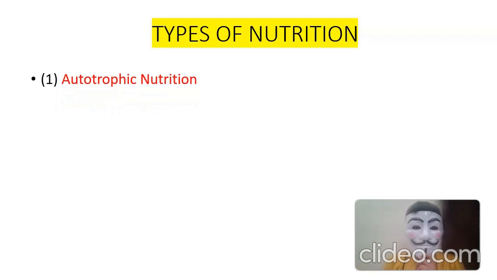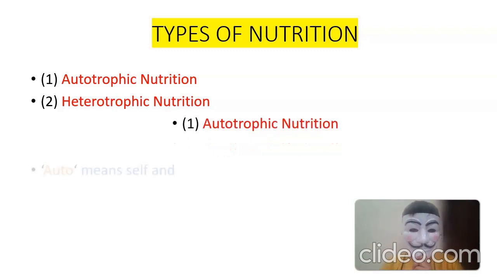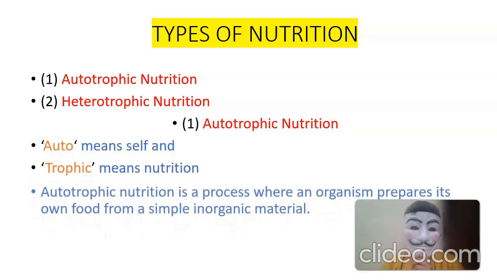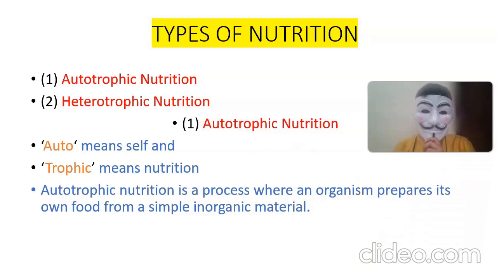Two types of nutrition: autotrophic nutrition, second heterotrophic nutrition. In autotrophic nutrition, auto means self and trophic means nutrient. And heterotrophic nutrition, hetero means others and trophic means nutrition. And autotrophic nutrition is a process where an organism prepares its own food from simple inorganic material. So in autotrophic nutrition, in a simple way, organisms prepare their own food.